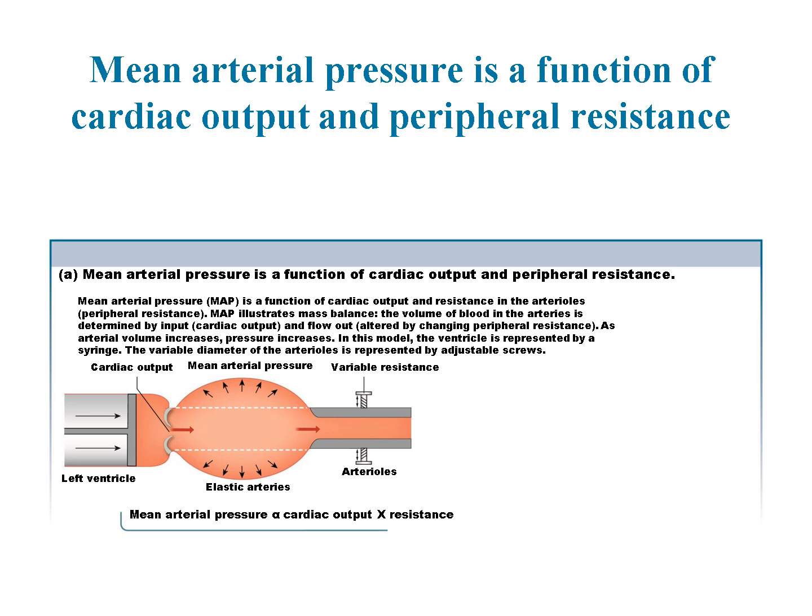In this model, the left ventricle is represented by a syringe, illustrating how the heart pumps blood into the elastic arteries. These arteries act as pressure reservoirs, storing energy during systole and releasing it during diastole to maintain continuous blood flow. The arterioles, which are the primary site of resistance, regulate blood flow through adjustable narrowing or widening of their diameter. This is represented in the diagram by variable screws that simulate changes in resistance.